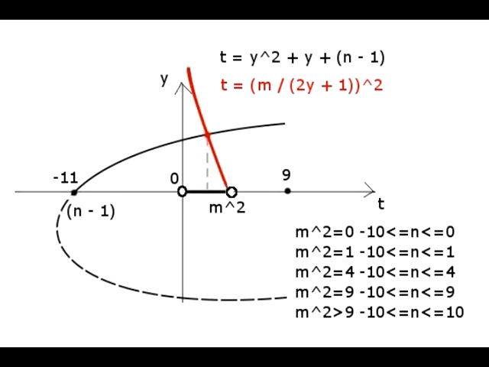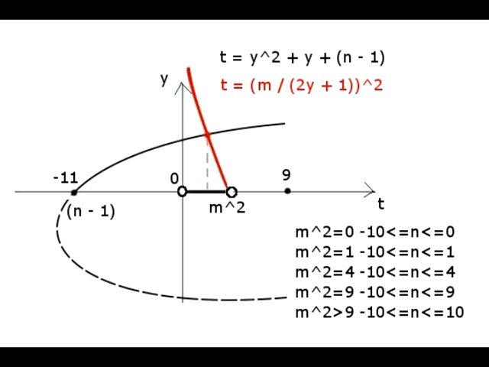We can see that the two curves cross if and only if the leftmost point of the black curve is to the left of the rightmost point of the red curve. In other words, if n minus 1 is less than m squared. For m equals 0, there are 11 such black curves.